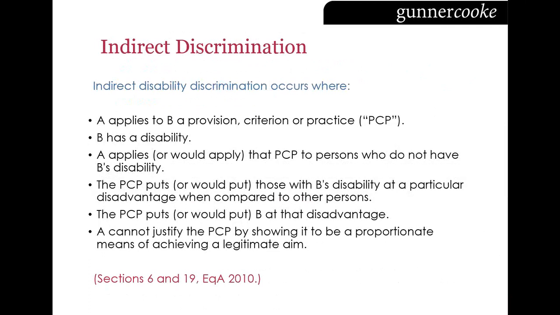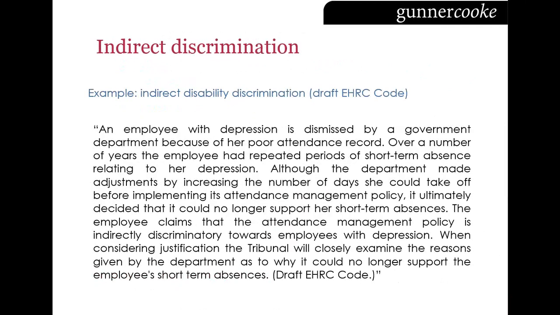Generally speaking, what we find is claimants tend to bring claims under each of the different strands in any event. Now, an example of indirect discrimination, which is easier than going through each of the requirements step by step, was contained in the draft Equality and Human Rights Code, and it doesn't seem to have survived into the final code, but it still seems valid.